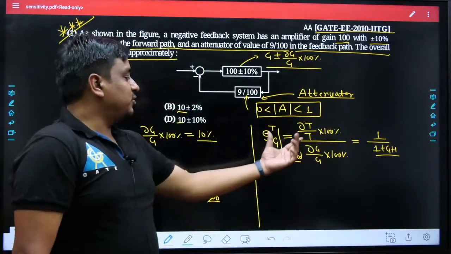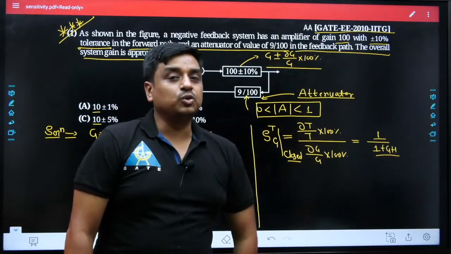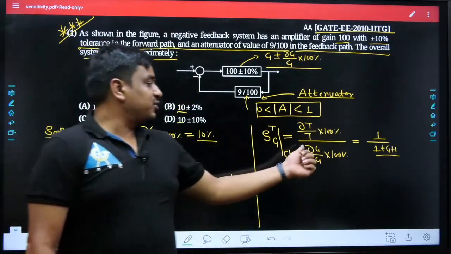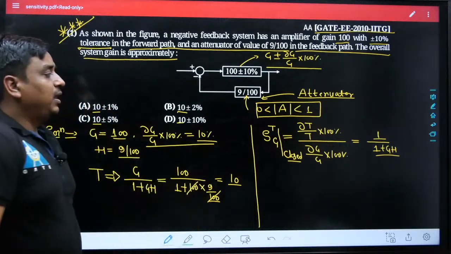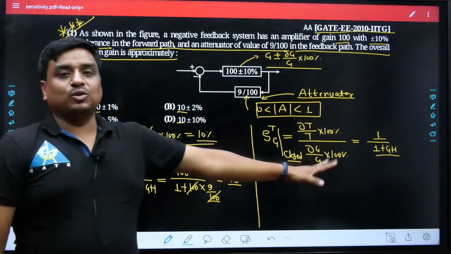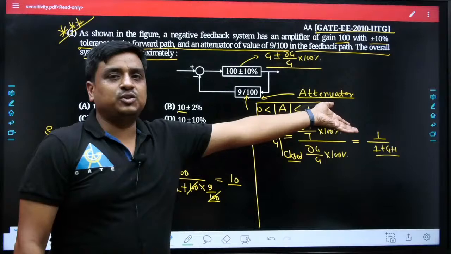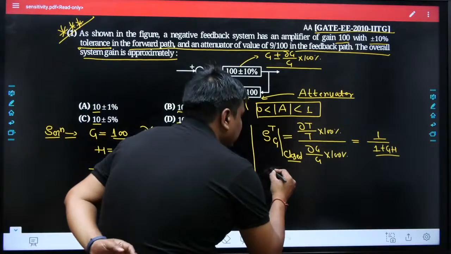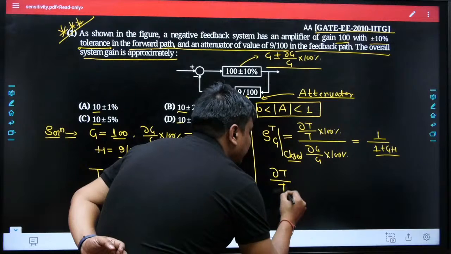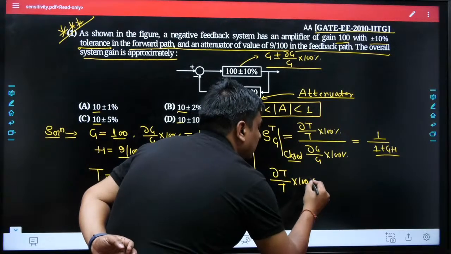Anyways, we are focusing on the calculation of dou T divided by T into 100%, whereas dou G divided by G into 100% is already known from the block diagram. And even the value of 1 plus GH is also known. So I'll just move it towards the right hand side and I'll get the value of dou T divided by T into 100%. So let me do that. So here goes dou T divided by T into 100%.